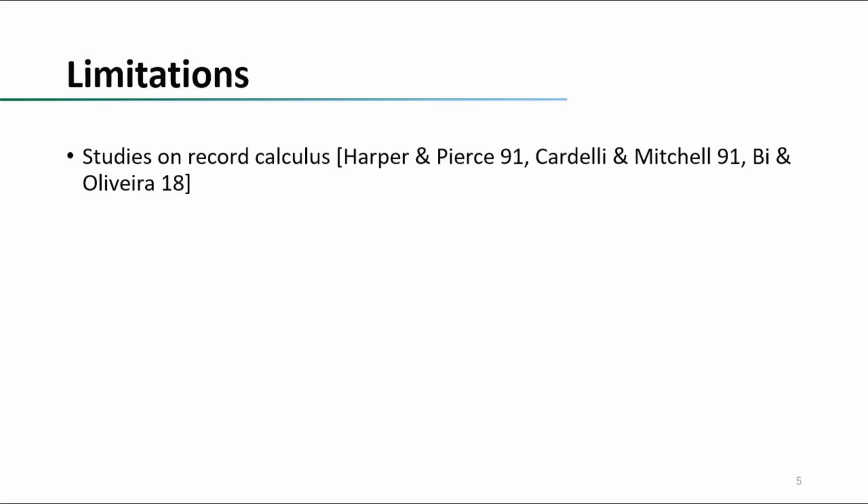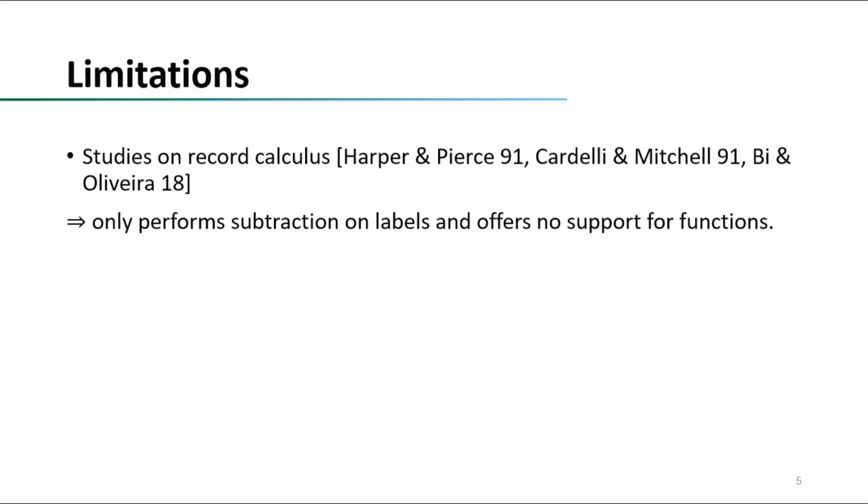As for record calculus, however, it only performs subtractions on labels and offers no subtractions for other types, such as function types. So it will encounter some problem in this example. Here is an example where we are overloading a function. Here we want to subtract a single-field record by another single-field record. These two records have the same label but a different component. But because the record calculus offers no support for subtractions for functions, it will result in an undefined behavior.